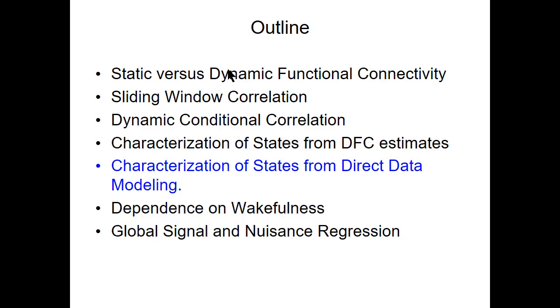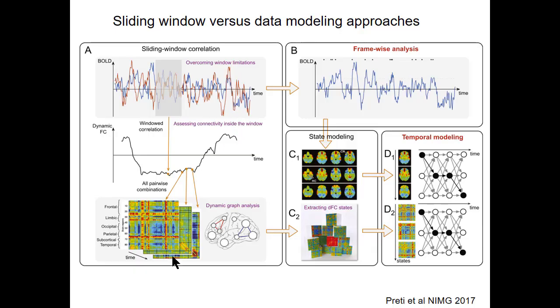So that's one approach. But the other thing is you could say, well, instead of going through this process and calculating these correlation matrices, I could actually just go to the data itself and see if there's any clustering in the data. And this is more along the lines of state modeling. And then once I have that, I can apply the same analysis I would have done to these states. But now the way I've gotten the states is quite different.